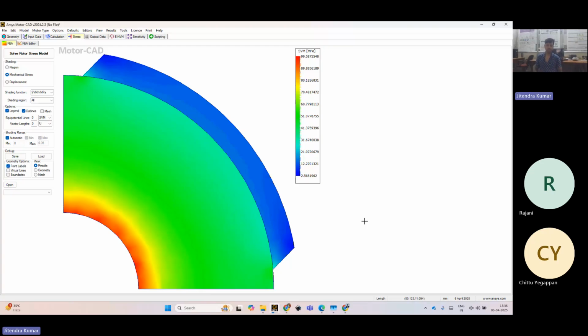So inability to simulate mechanical stress is not an issue nowadays, right? So this will be a wrong option. I hope you are convinced. Chittu, Rajni, Sir, I hope you are convinced. Yeah. Now the last option is high cost of software. Is it true?